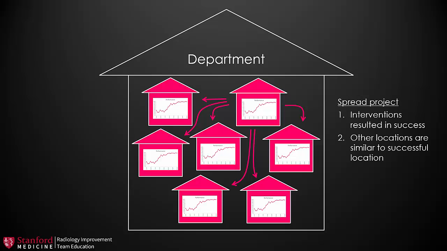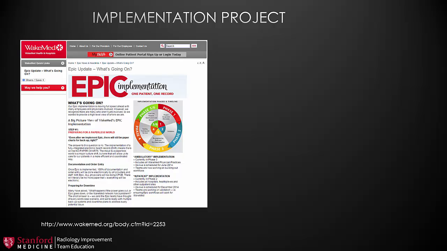In order for a project to be considered a spread project, first you need to have demonstrated that the interventions have achieved success somewhere in your organization, and second, the locations you're spreading to must be similar to the locations where it has already been implemented. If your project doesn't meet these two criteria, then you may be looking at a separate improvement project rather than a spread project.